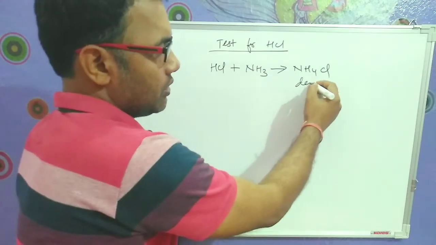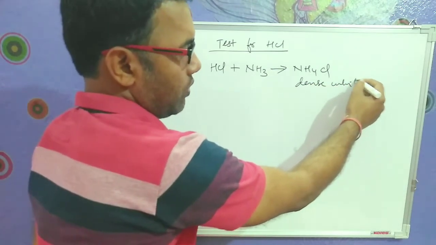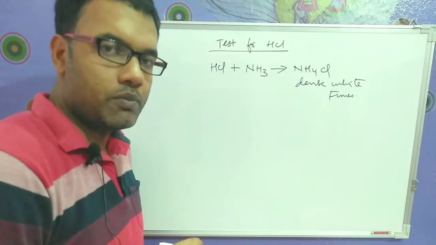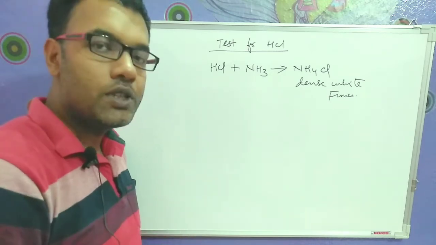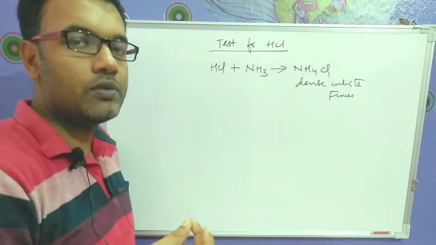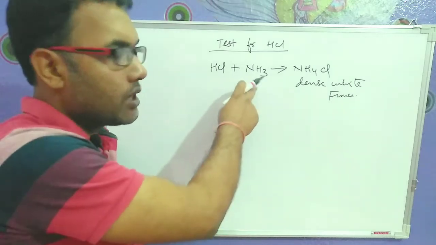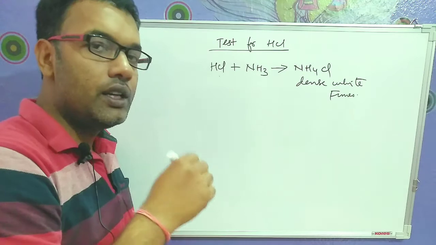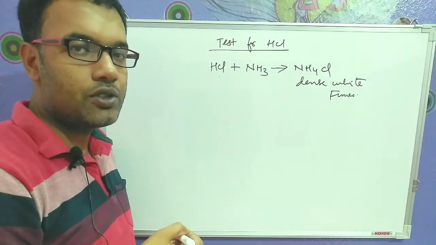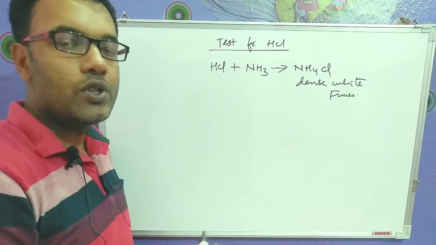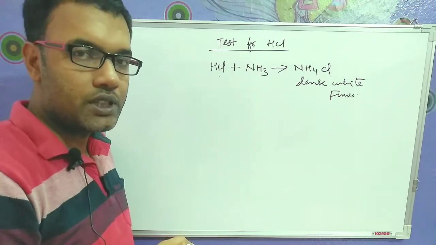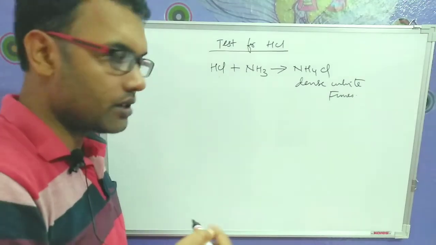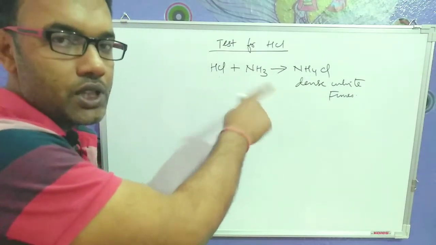We see dense white fumes coming, which is a confirmed test that HCl is present. The same thing we'll be studying in the ammonia chapter also. It will be one of the tests. There, what we have to do is take ammonia gas, take a glass rod, and dip it inside HCl. Then when we bring it near the mouth of the test tube, you will see dense white fumes, which also proves that the gas present there is ammonia gas. So when we study the ammonia chapter, it will be clear. Hope this equation is clear to you.